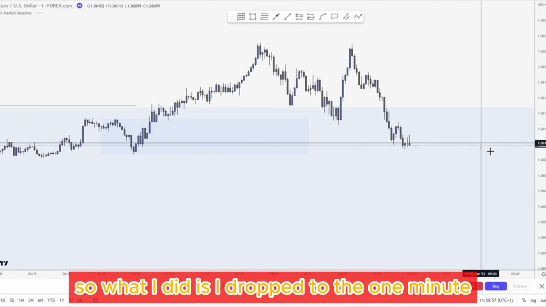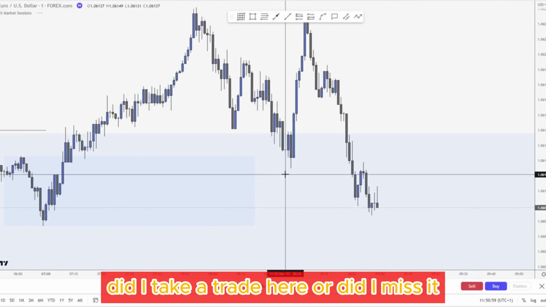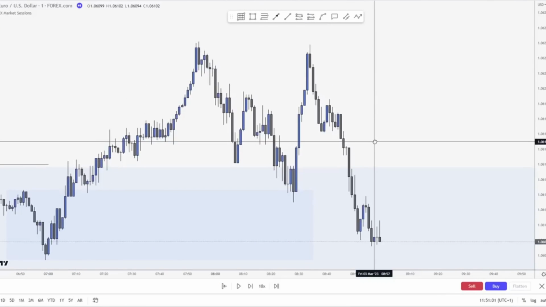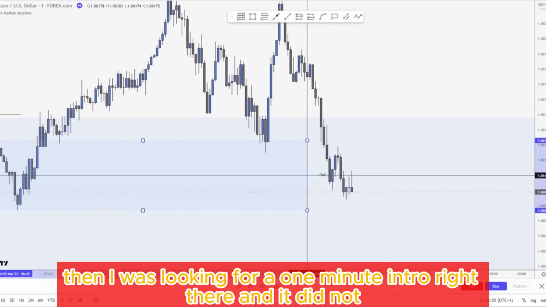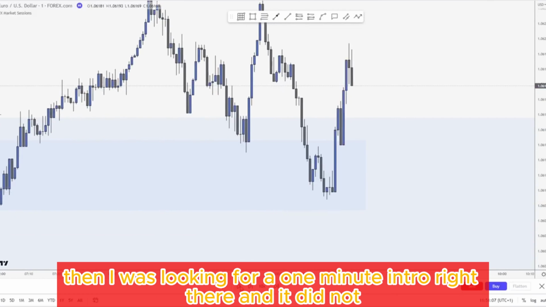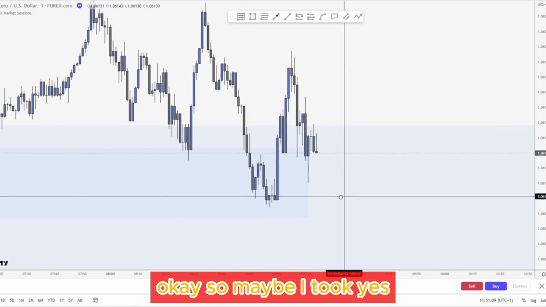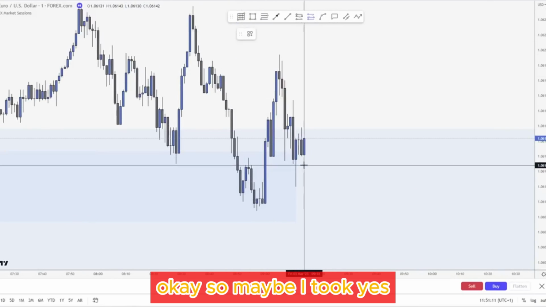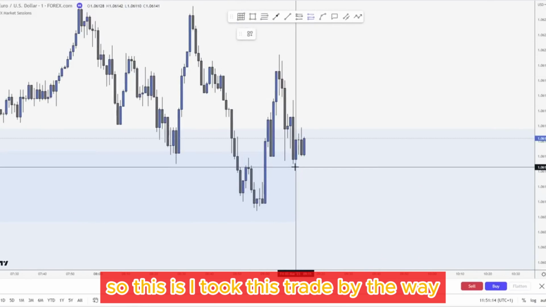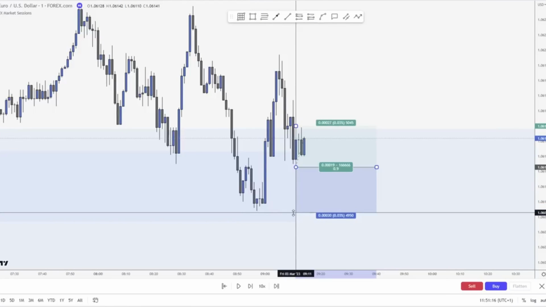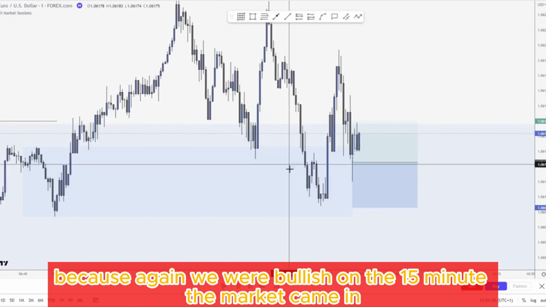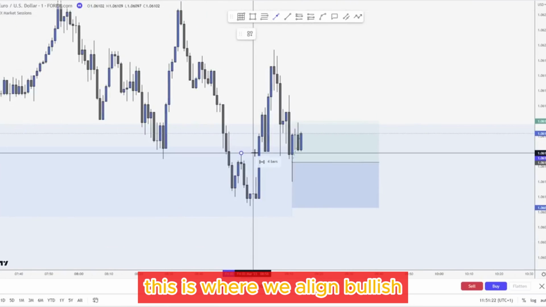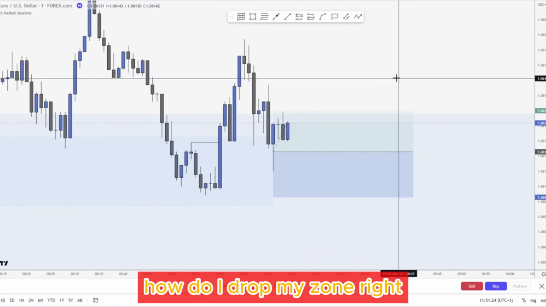So what I did is I dropped to the 1 minute. Did I take a trade here or did I miss it? Because it tapped, it pushed up. Yeah, then I was looking for a 1 minute entry right there and it did not. Okay, so maybe I took, yes. So I took this trade, by the way. This trade like this. Why? Because again, we were bullish on the 15-minute. The market came in. This is where we aligned bullish.